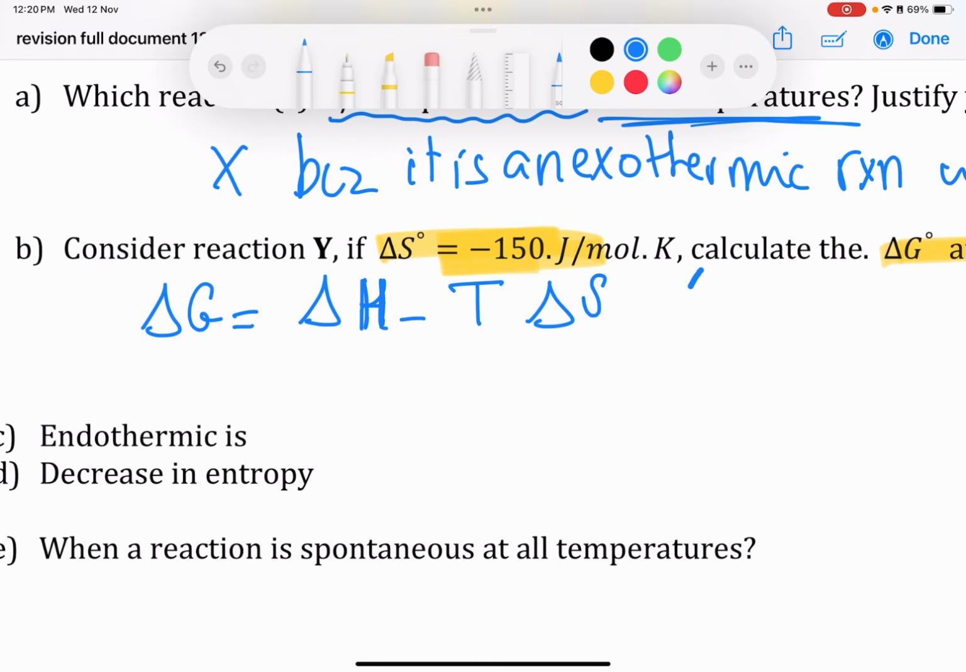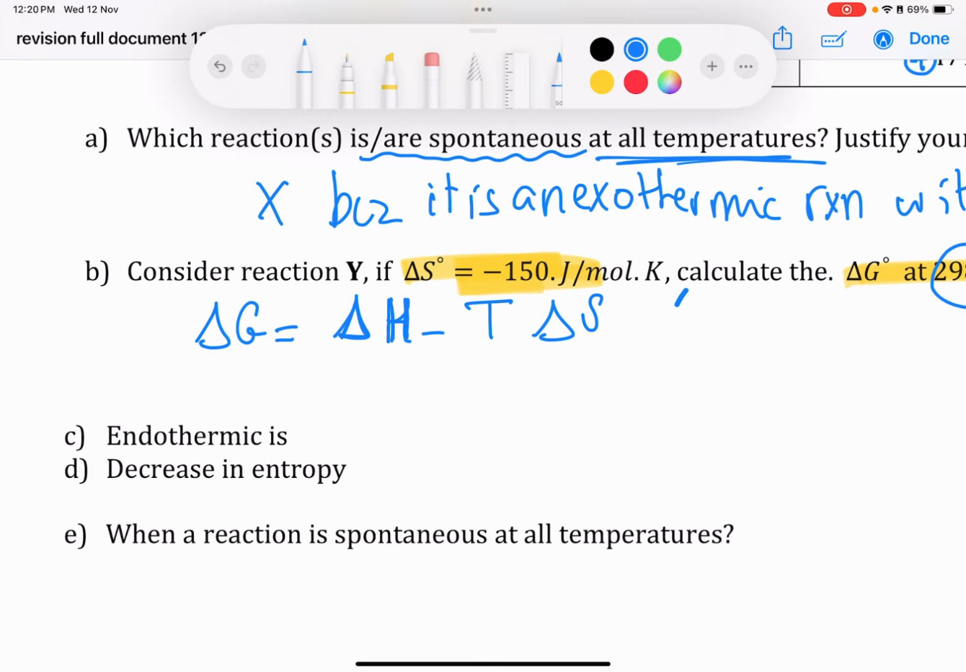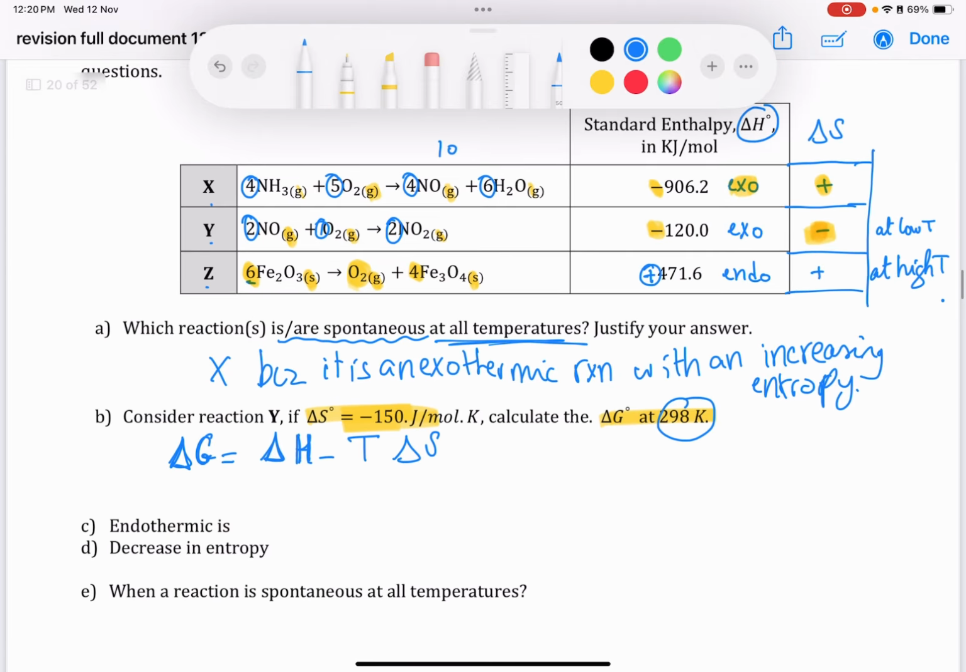The delta H unit must be the same as delta G, or when you calculate the delta G, the unit of delta G will be the same as delta H. Now delta S is always given to you in joules per mole Kelvin, whereas delta H is kilojoule per mole, and the delta G is going to be kilojoule per mole. So before you start solving, you must know that delta S must always be divided by 1,000 to convert it into kilojoule per mole Kelvin.